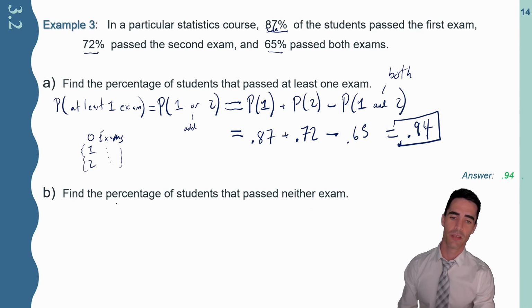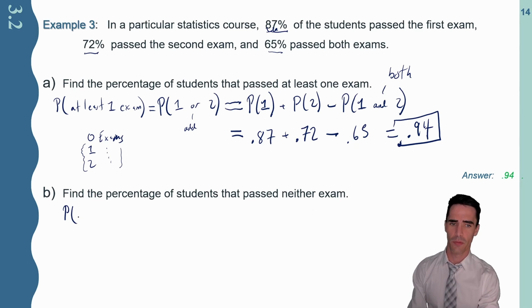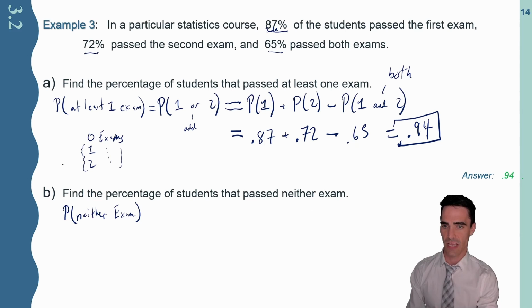Second, find the percentage of students that passed neither exam. I'd encourage you to always start off by trying to figure out what this event is really representing. So I'll write that they passed neither exam. Sometimes it helps to bring up a table, which is exactly what this above is.